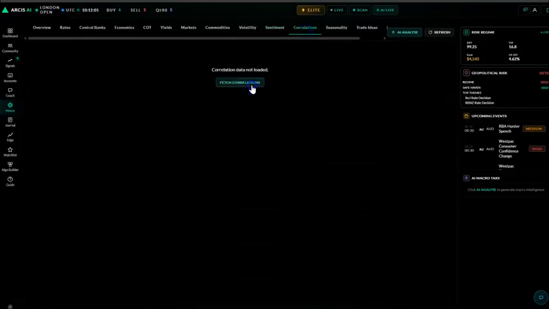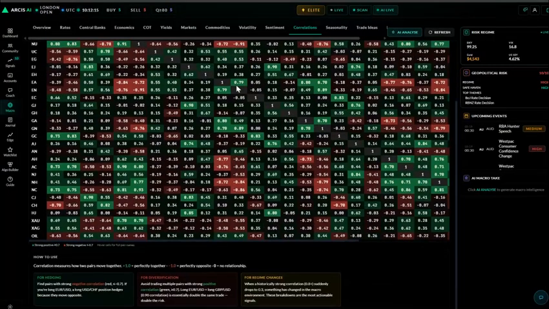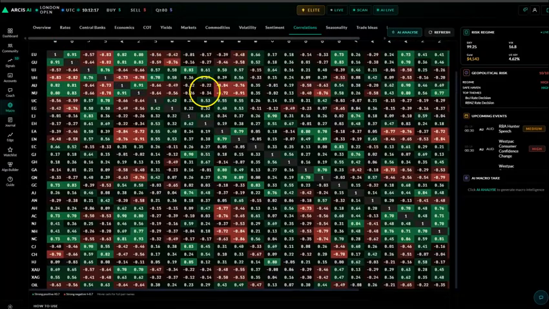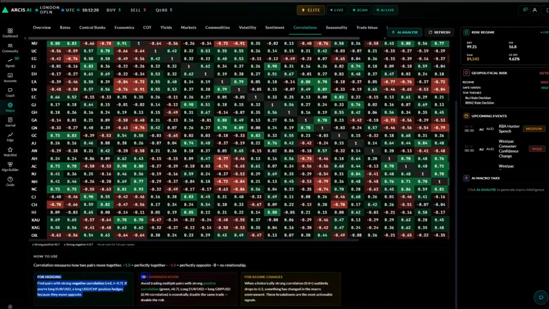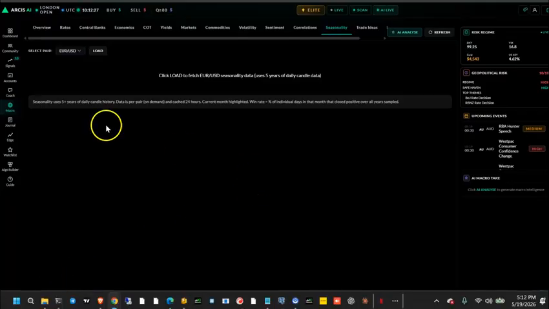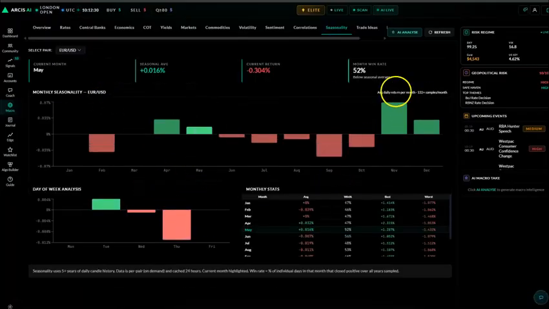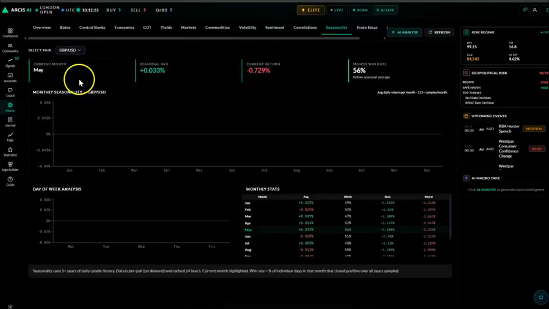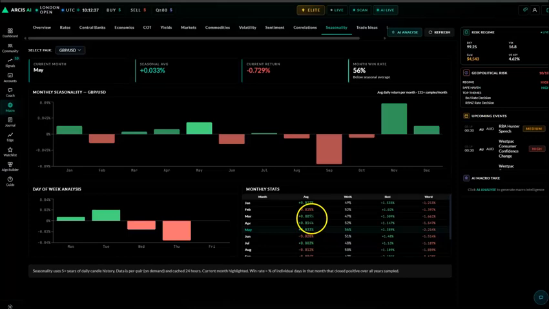Correlations. So this is the correlation heat map. So down here it'll tell you actually how to use that for hedging, for diversification and regime changes. So you just read that. Now this is tracking each currency pair on its average monthly gains. You can see here what it's been making on average each month.